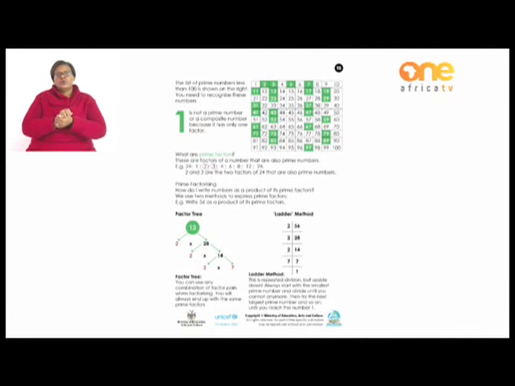To explain it in detail, or to read there at the bottom, the factor tree: you can use any combination of factor pairs. When factorizing, you always end up with the same prime factors. The ladder method is repeated division, but upside down. Always start with the smallest prime number and divide until you cannot anymore. Then try the next largest prime number, and so on until you reach the number 1.